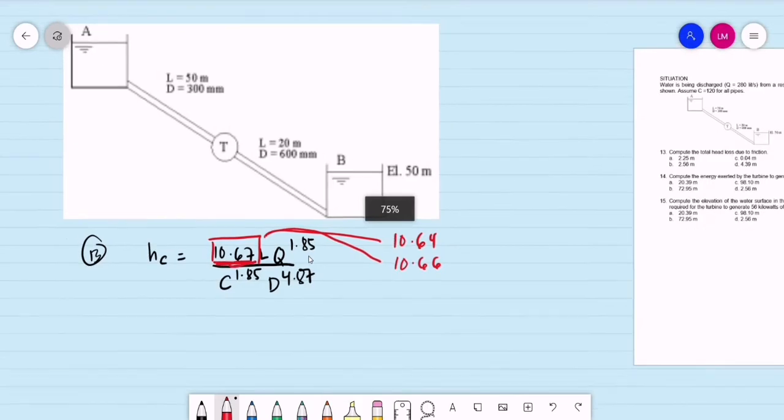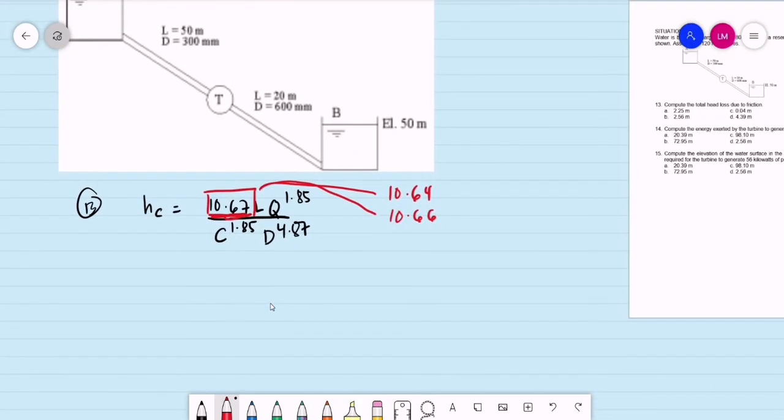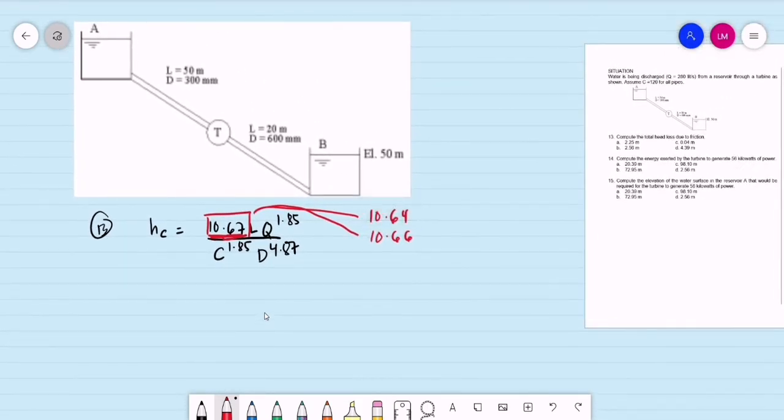Okay? So, kunin natin yung total head loss due to friction. Take note, meron tayong dalawang pipe. So, isa-sum up lang natin or i-add lang natin. So, we have the head loss due to friction is equal to 10.67. Yung first pipe natin is 50 meters. Okay, the discharge is 0.28 or 280 liters per second or 280 cubic meter per second. This is raised to 1.85.